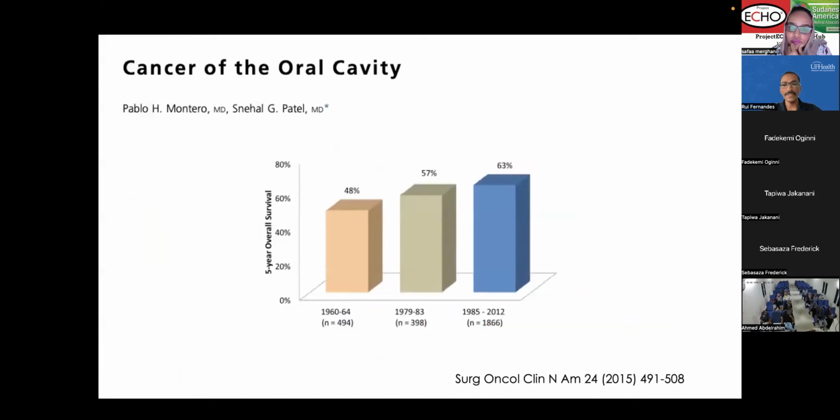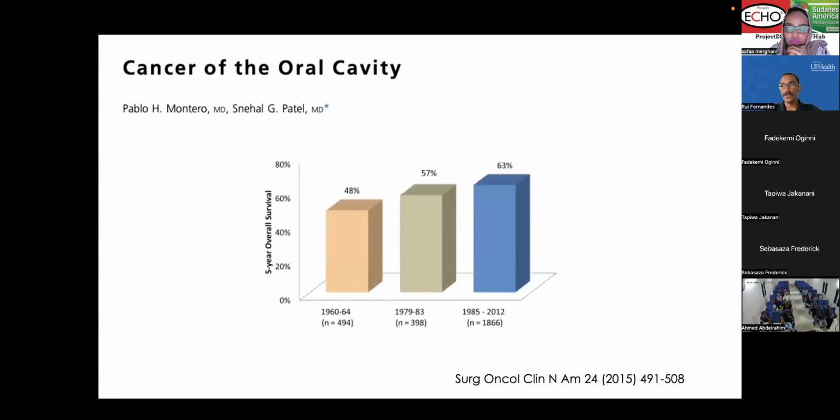This is the publication, now a bit older, but if you look at the overall survival, we are doing much better. In the 60s, if a patient was diagnosed with oral malignancy, less than half of them would be around 5 years later.